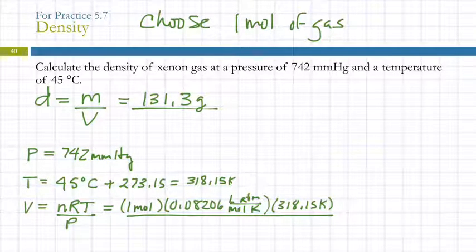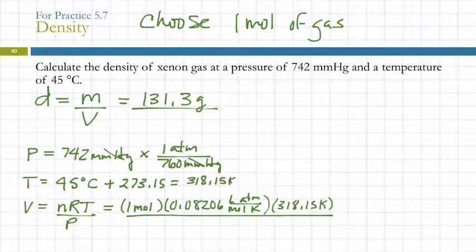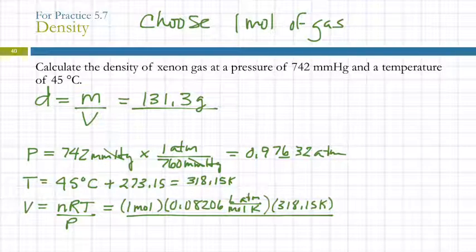Divided by the pressure. I have to convert millimeters of mercury to atmospheres. And this is a conversion you need to memorize. We use it a lot. 742 divided by 760, 0.97632 atmospheres. I'm keeping track of the sig figs as I go along so I don't have to backtrack later. 0.97632 atmospheres.